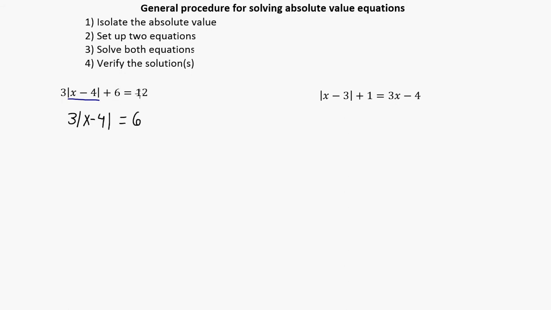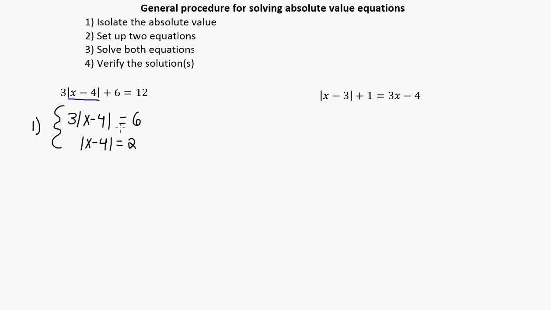Okay, so that was subtracting 6 on both sides. Now, since I have 3 times the absolute value, to get rid of that, I divide by 3, and I'm left with the absolute value of x minus 4 equals 2. Okay, so by doing these steps right here, I have completed step 1 of isolating the absolute value. I have the absolute value equals a number.